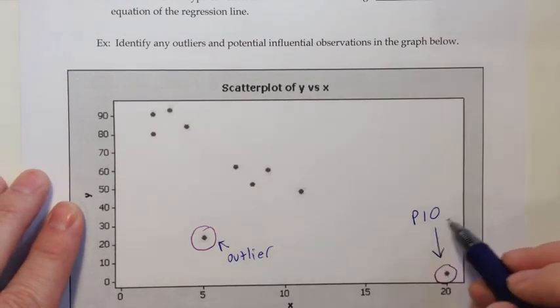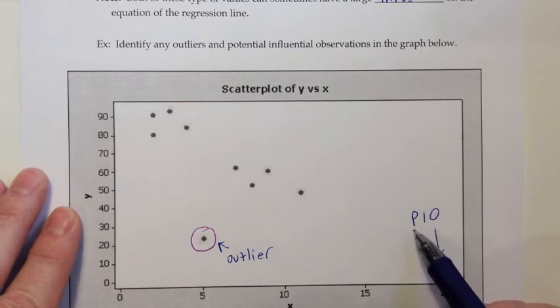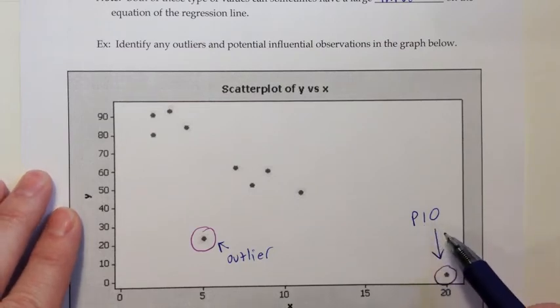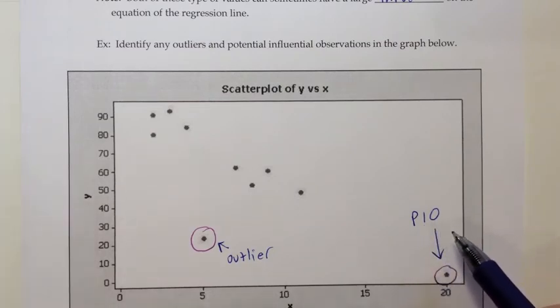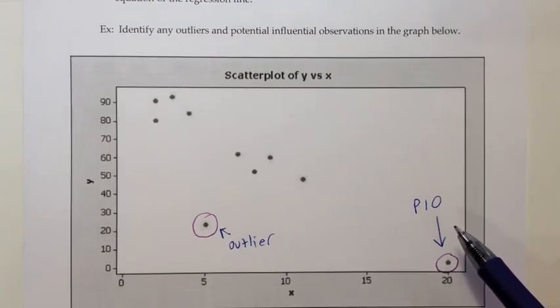And I don't mind you abbreviating that at all, just make sure that you know what the actual words are, so potentially influential observation. So there's a better example of each of those two. And then just a quick discussion about why we would care.